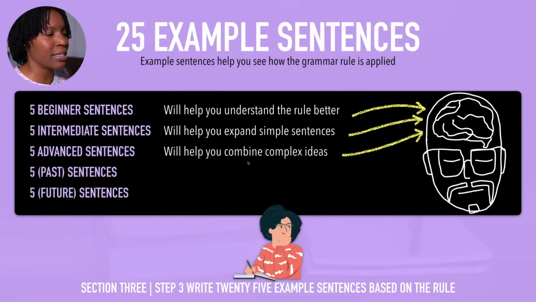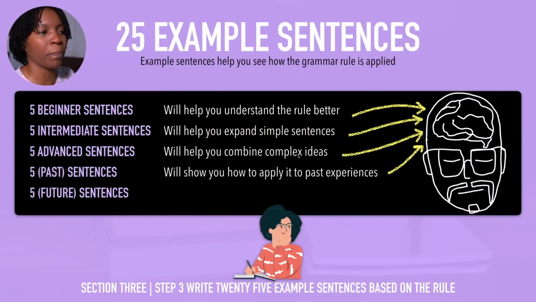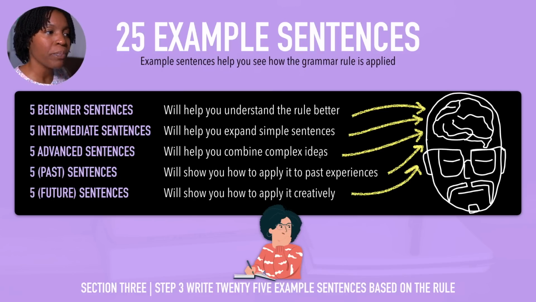Now, the next 5 need to be in the past tense, about a past situation. This will show you how to apply it to past experiences. And finally, future. This will show you how to apply it creatively. It's so important for you to write 25 example sentences, all right?